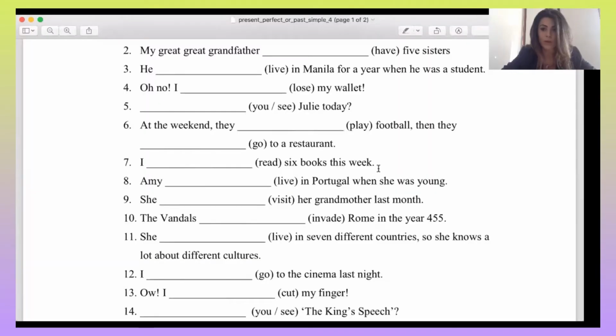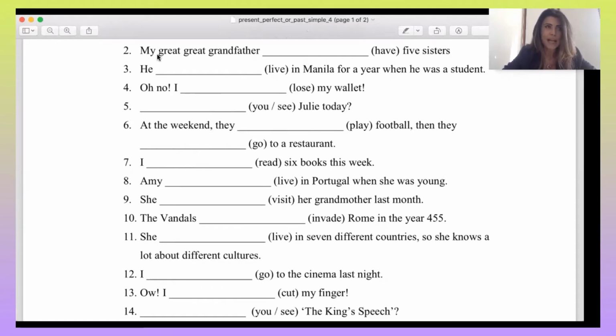Now here, we are going to decide whether we're going to use the present perfect or the simple past. And please, every time, just try to take a guess and compare your answers to mine all the time, okay?